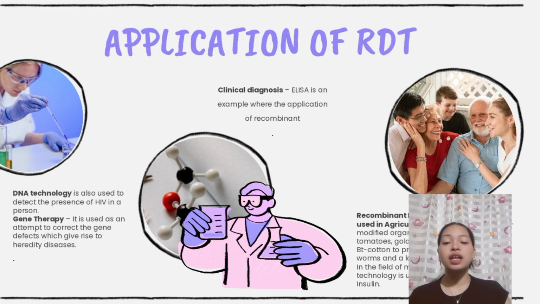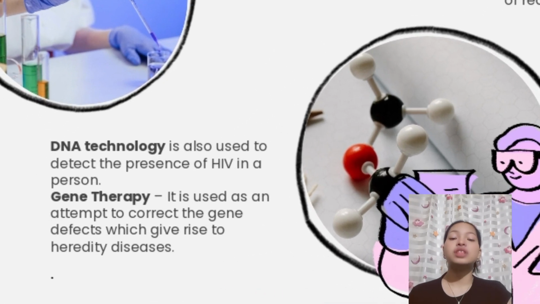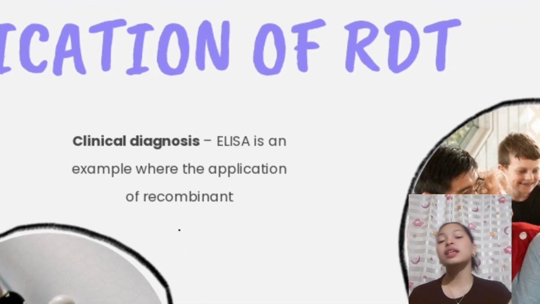Lastly, the applications of recombinant DNA technology. The technology is also used to detect the presence of HIV in a person. Gene therapy is the attempt to correct the gene defects which give rise to hereditary diseases. Clinical diagnosis by ELISA is an example where recombinant DNA technology is applied.